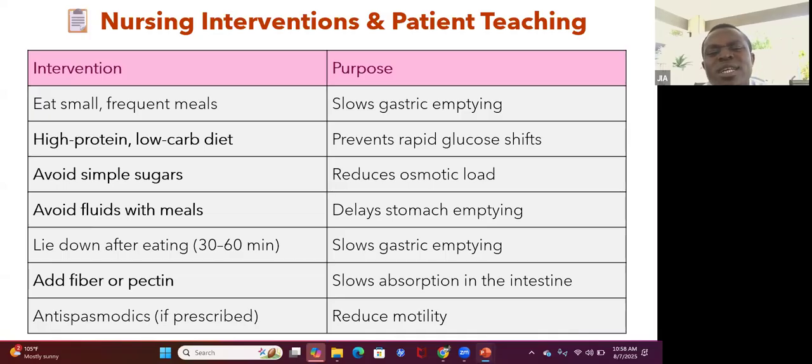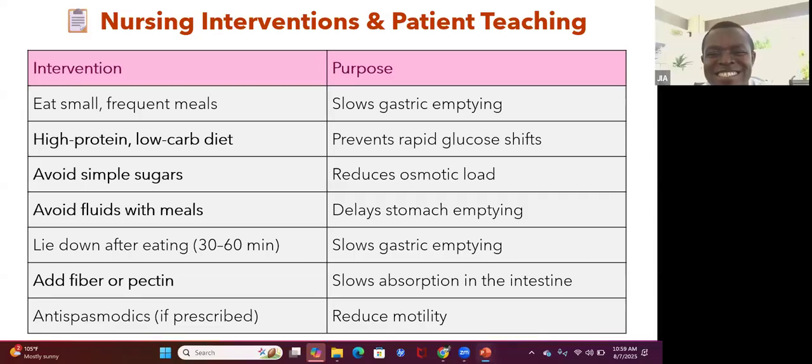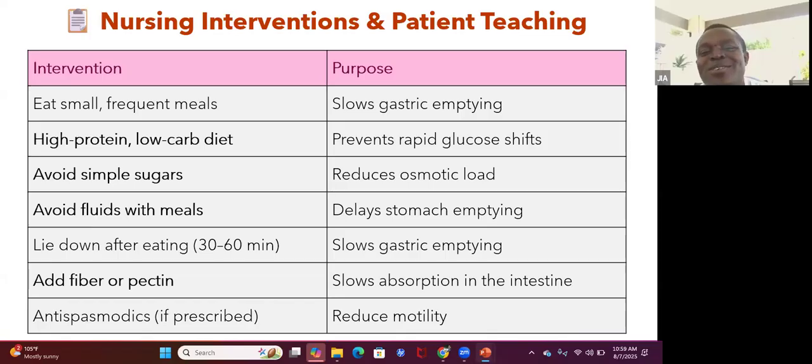Vitamin B12 is what? What is another name for vitamin B12? It is cobalamin. So if you don't see vitamin B12 somewhere, you see cobalamin. Don't say it's a strange word. It is the same thing we are talking about. The NCLEX can sometimes change their words, but it's the same thing they're talking about.